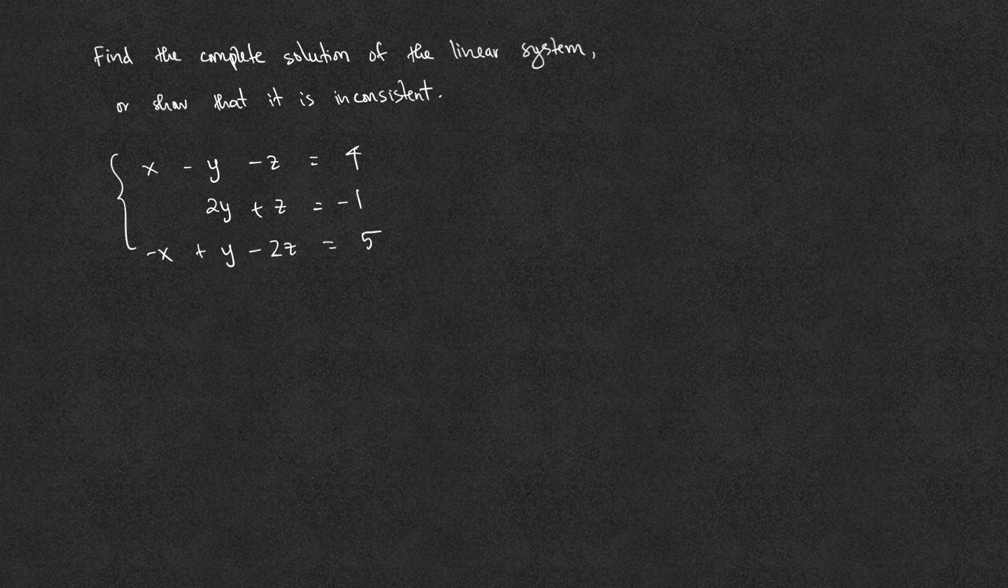In this case, we observe that the first equation has 1x and the third equation has negative x. So we will add the two equations to obtain an equivalent system. x minus y minus z equals 4, we keep it. 2y plus z equals negative 1, we also keep it for now.